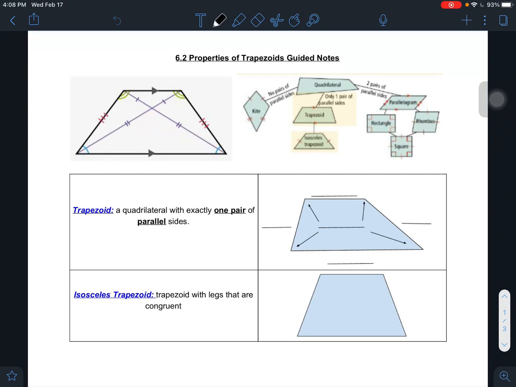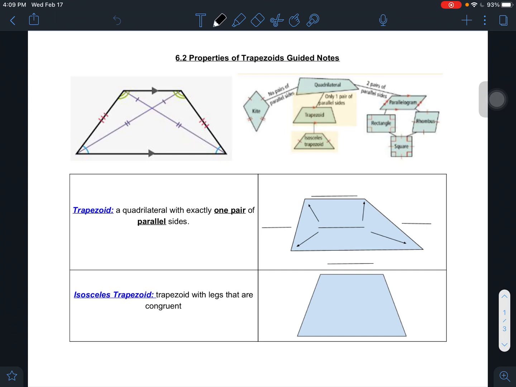In this lesson, we're going to talk about the properties of trapezoids. A trapezoid is another type of quadrilateral. In our previous lessons, we talked about parallelograms and types of parallelograms, such as rectangles, rhombuses, and squares, and they have two pairs of parallel sides. As you can see from the diagram through the middle, a trapezoid only has one pair of parallel sides. We're also going to talk about something called an isosceles trapezoid, and we'll look at some properties of both trapezoids and specifically isosceles trapezoids.